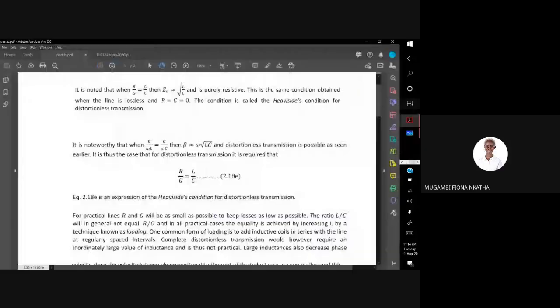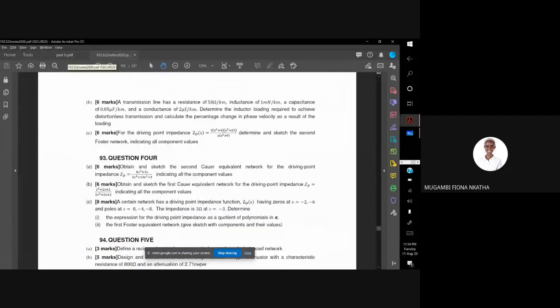So the question. Okay, very good, we can see. The question is, a transmission line has a resistance of 50 ohm per kilometer, inductance of 1 millihenry, capacitance of that, and a conductance of that. Determine the inductor loading required to achieve distortionless transmission and calculate the percentage change in phase velocity as a result of the loading.